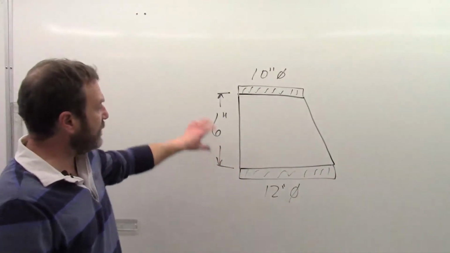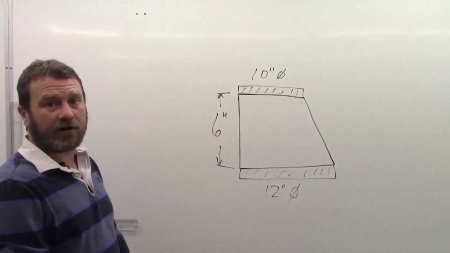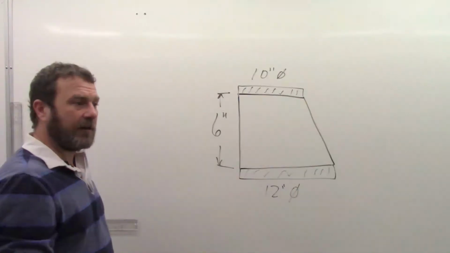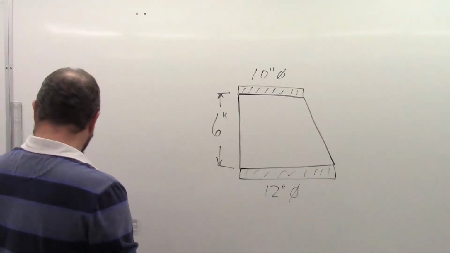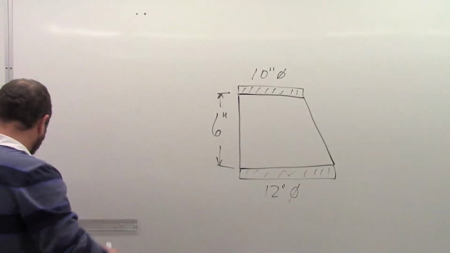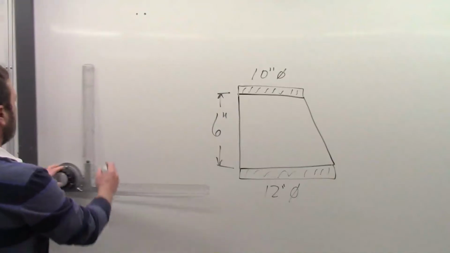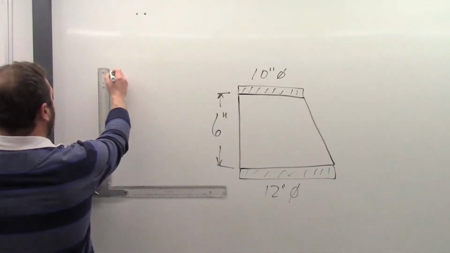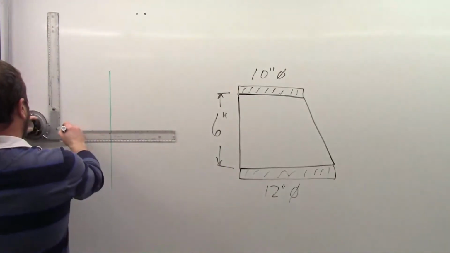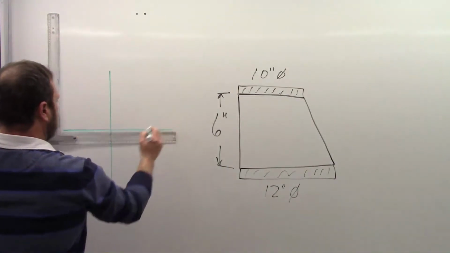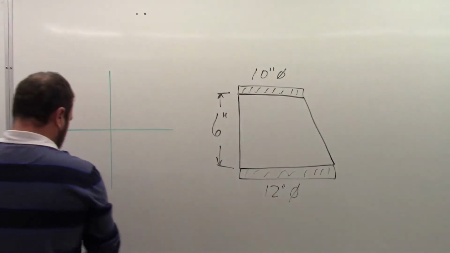Okay, so this one starts just like the other ones. We're going to draw a full plan view, get our element lines established, do some labeling. Okay, so let's get started. Again, I'm going to start with an XY axis. And we'll get that.